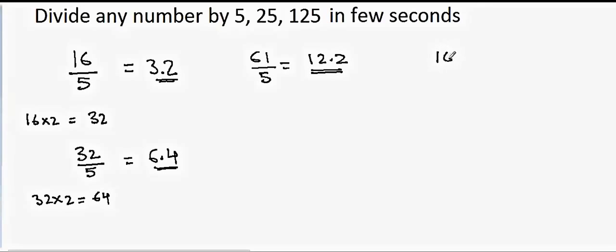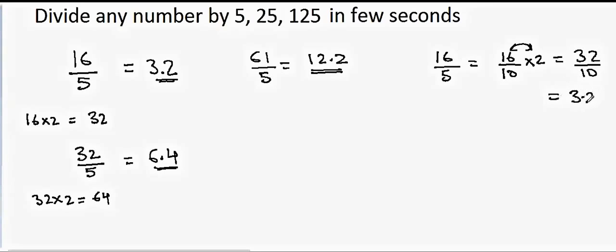Suppose I have 16 and I want to divide by 5. That is equal to 16 divided by 10 into 2. So what I'm doing here is multiplying by 2, and then putting a decimal because I have a 10 in the denominator. So the answer is 32 divided by 10, which is equal to 3.2. As you can see, the explanation is very simple, but most of the time we don't remember this relationship, and that's why we go with a longer calculation by actually dividing by 5.